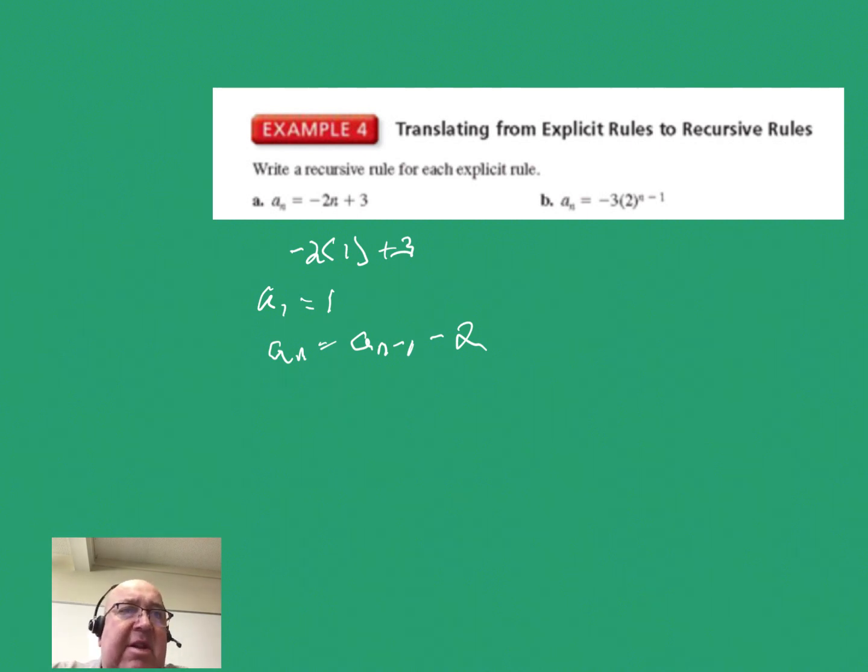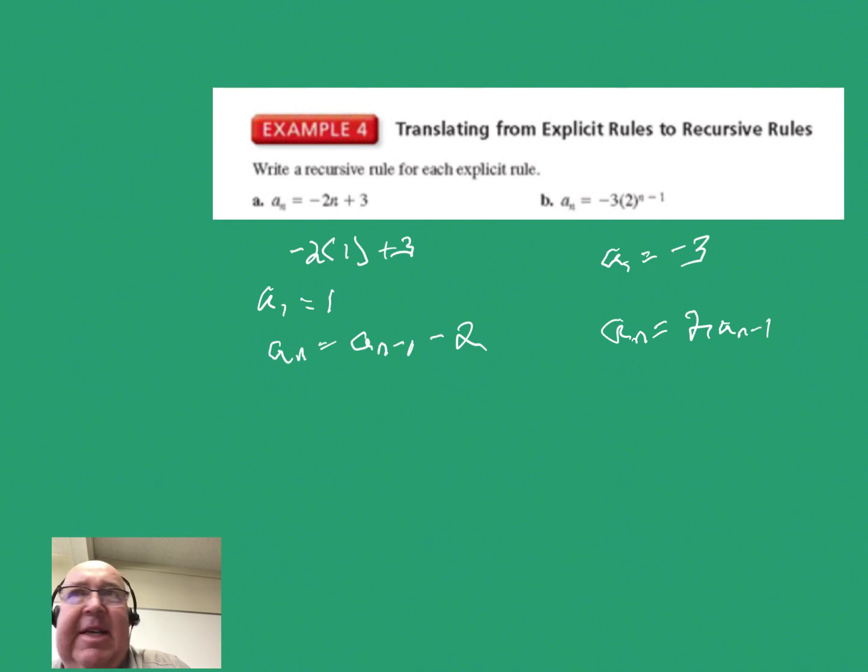Alright, so we know that our first term in the second one, the geometric sequence here, is negative 3. We know that we're multiplying by 2. So we can define our first term, a1 equals negative 3. Then we can write our recursive sequence. A to the n is equal to 2 a n minus 1. And that's pretty easy to do.